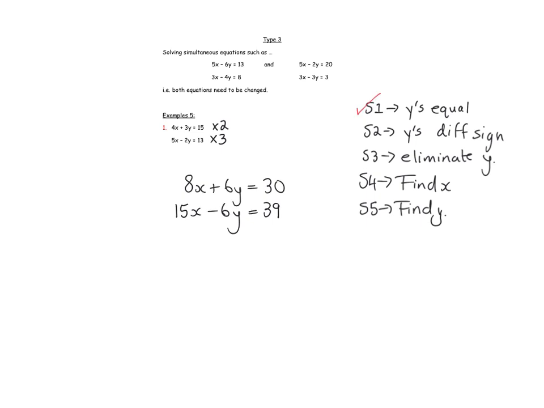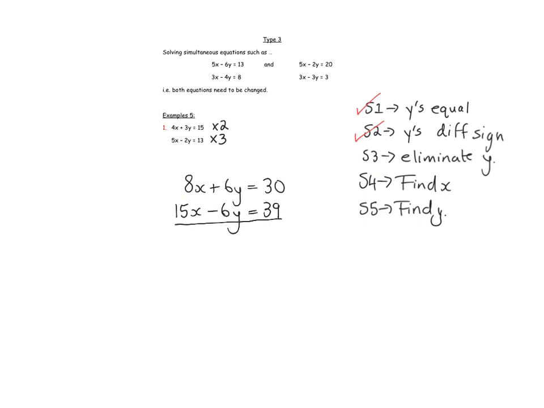There's a 6 in front of both. Step 2, we're looking at the signs, and we're going to see here, are the signs the same or are the signs different? And you can see that in front of the 6 on the top equation, it's plus 6, and on the bottom, it's minus 6. So the signs are different, so that's perfect. That's step 2 done. Then we can put a line underneath and we can eliminate the y. So we just add them all together.